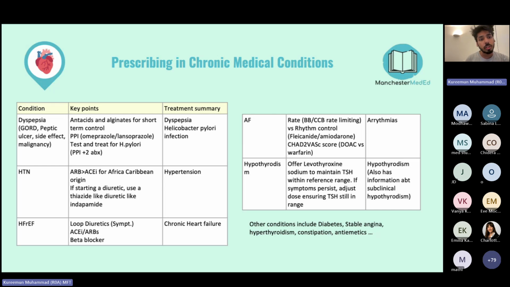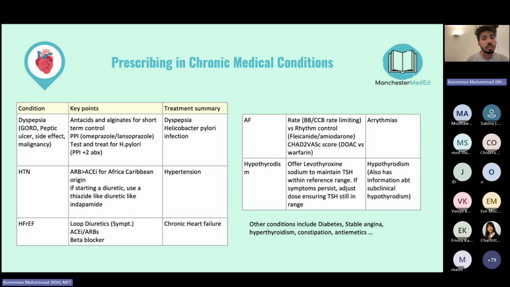And also, if you're starting a diuretic, you use a thiazide-like diuretic like indapamide for hypertension. Next is heart failure with reduced ejection fraction. Basically, for that one, because it's a chronic medical condition, the patient can just come in with some edema in the legs. You just have to use some loop diuretics for symptomatic management.